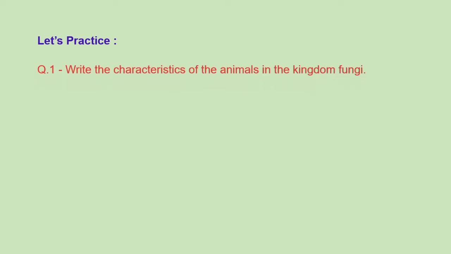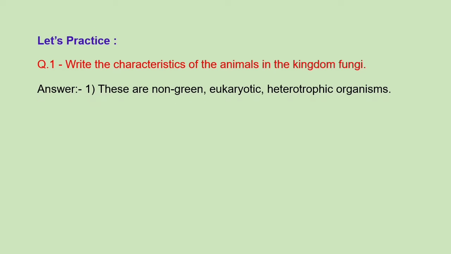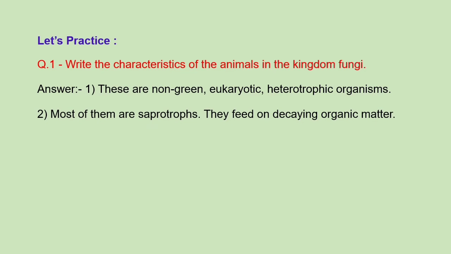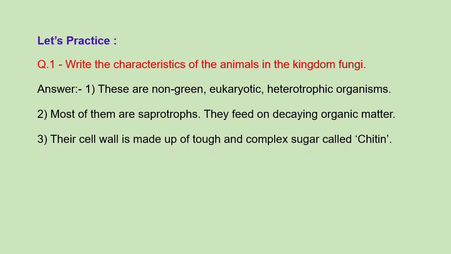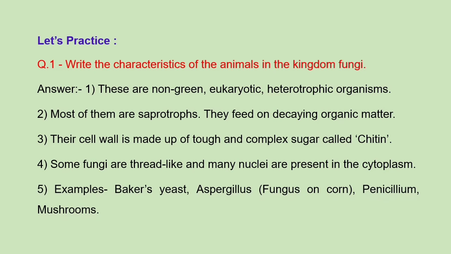Let's practice. Question number 1: write the characteristics of the organisms in the kingdom fungi. And the answer is: these are non-green eukaryotic heterotrophic organisms. Most of them are saprotrophs. They feed on decaying organic matter. Their cell wall is made up of tough and complex sugar called chitin. Some fungi are thread-like and many nuclei are present in the cytoplasm. For example, baker's yeast, Aspergillus, Penicillium, mushroom.